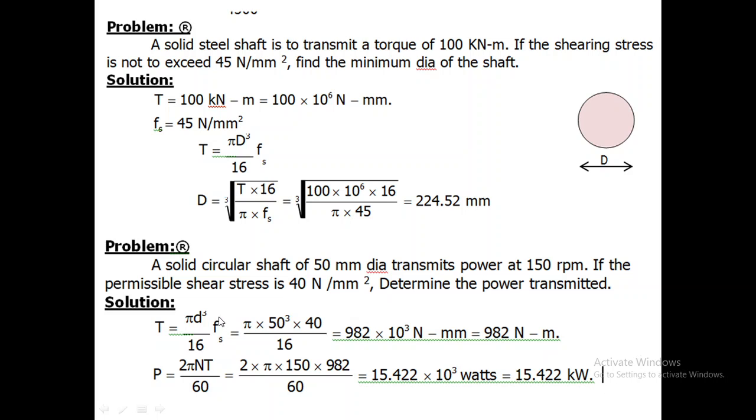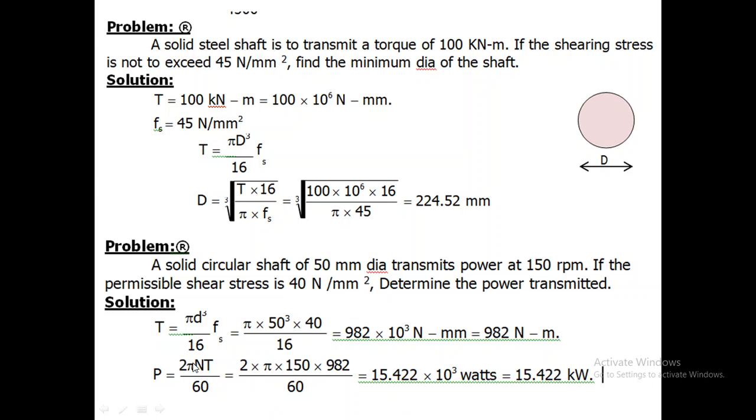Shear stress is given, tau is given. R is nothing but D by 2, that is, the radius is D by 2. Substituting that, J is nothing but pi D to the power 4 by 32. Substituting that and simplifying, we get the equation for torque. And again, you should be careful: the diameter should be in millimeters, and the shear stress is again in Newton per millimeter square, no problem. So all the units are uniform. Here we'll get the answer in Newton millimeter. So torque will be obtained in Newton millimeter.